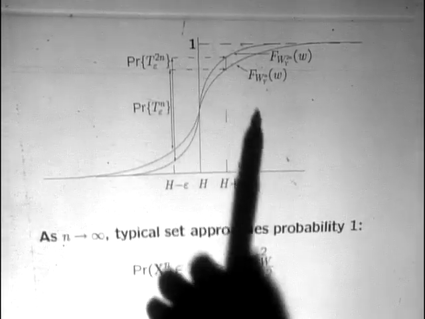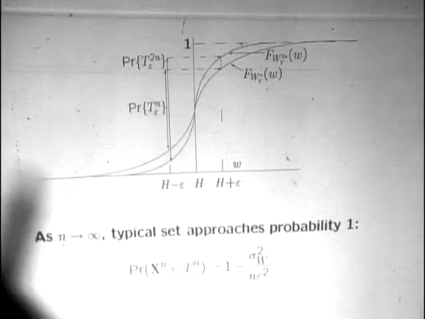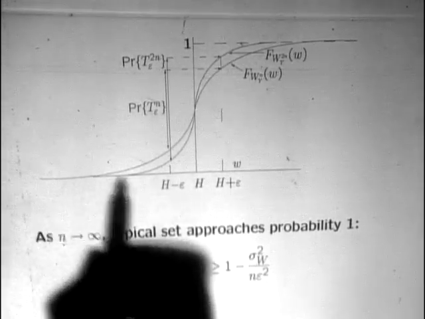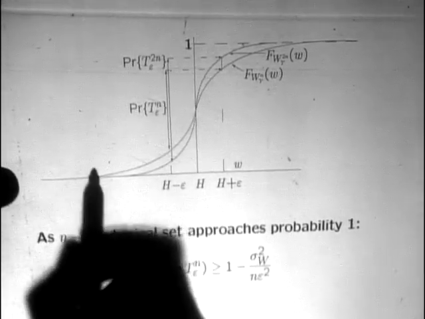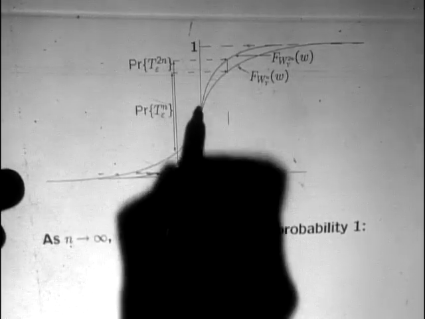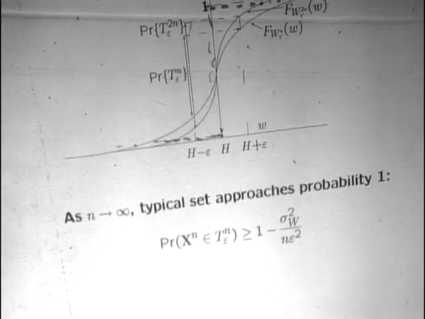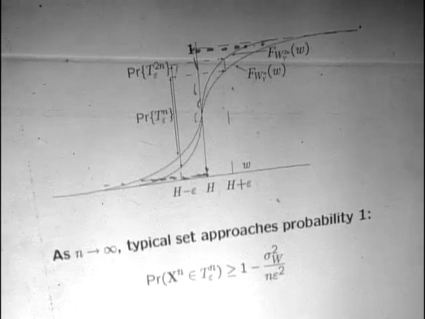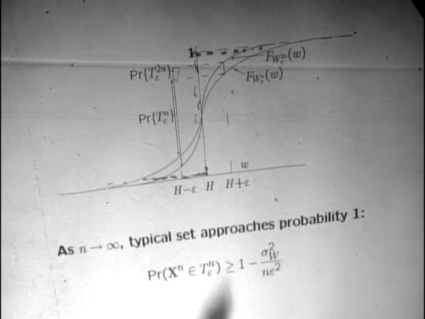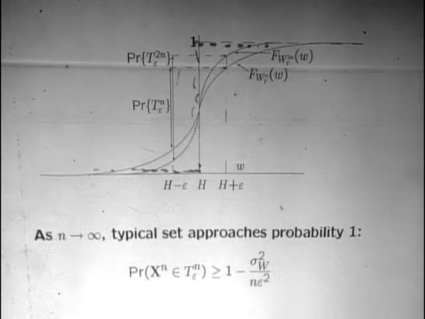And what this is saying is that as n gets larger and larger, this distribution function gets closer and closer to a step. Okay, in other words, as n gets big, you go along here, nothing happens, suddenly you move up here, and suddenly you move across there. That's what happens in the limit. Namely, the sample average is, at that point, always equal to the average. Okay, so as n goes to infinity, a typical set approaches probability 1.